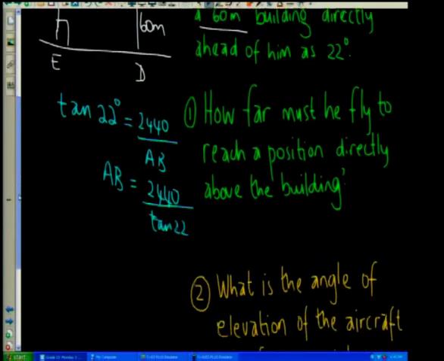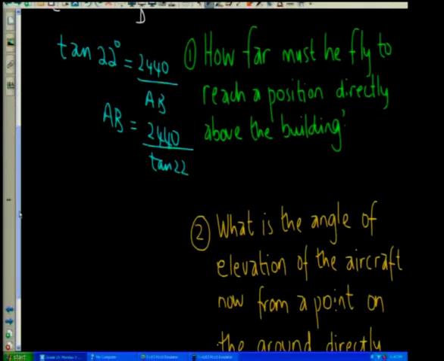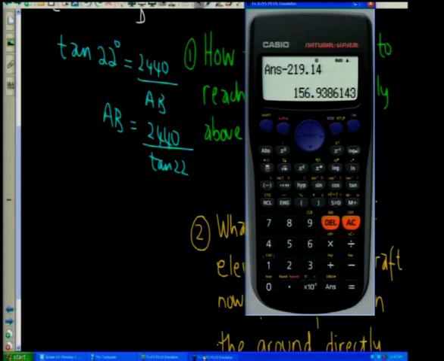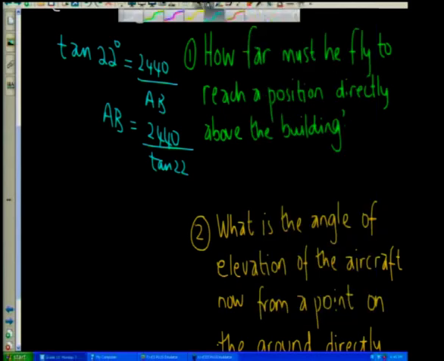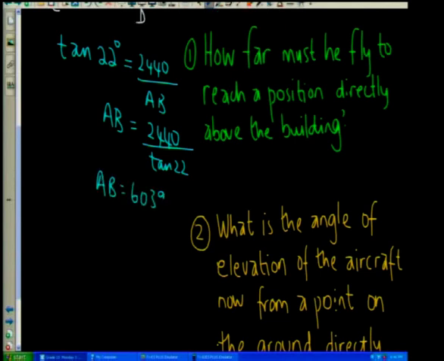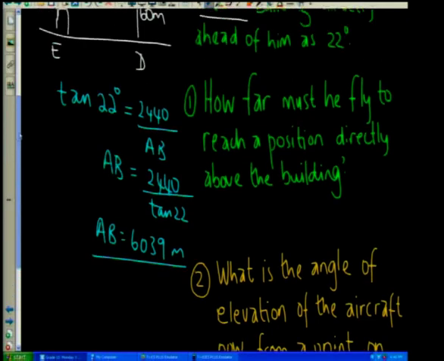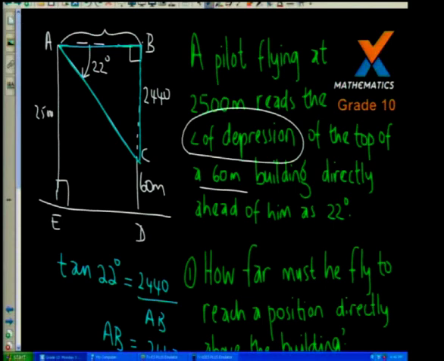So in the end, we can now use our calculator to just see what 2440 divided by 1022 is all about. That gives us a distance of 6,039 meters. So that's 6,039 meters. Okay, so we're saying that if the pilot flies 6,039 meters, he will now be at a position which is directly above that building of 60 meters.